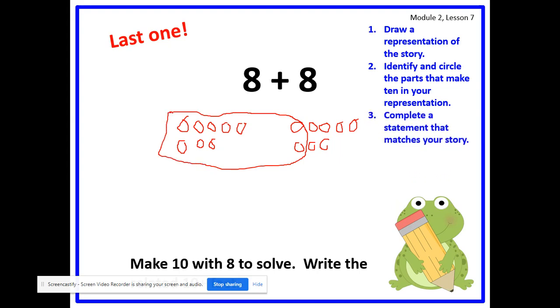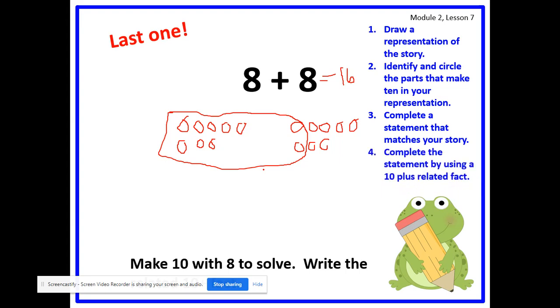Step 3. Go ahead and complete the number sentence. What is 8 plus 8? You should have written 16, because you have 10 and 6 outside. So let's count on starting from 10. Get ready. 10, 11, 12, 13, 14, 15, 16. Awesome.